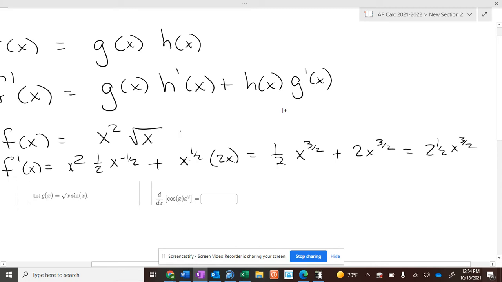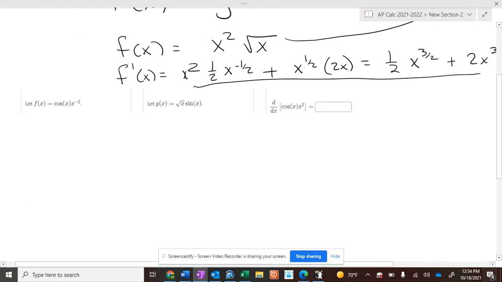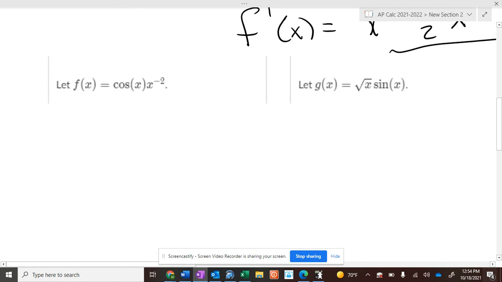Okay. Now let's do this a different way. Let's do this without the product rule. What's x to the second times x to the 1/2? X to the 5/2, right? So the first derivative of that would be 5/2 x to the 3/2, which is the same as that. So I just showed you how the product rule will get you the same thing as doing this another way. Okay? So you're saying, well, we don't need the product rule. Well, yeah, we need the product rule. We need the product rule for problems like this.